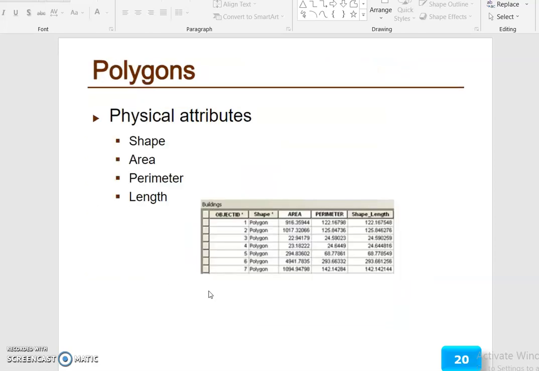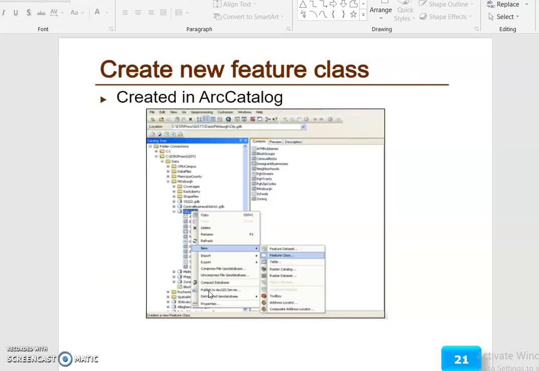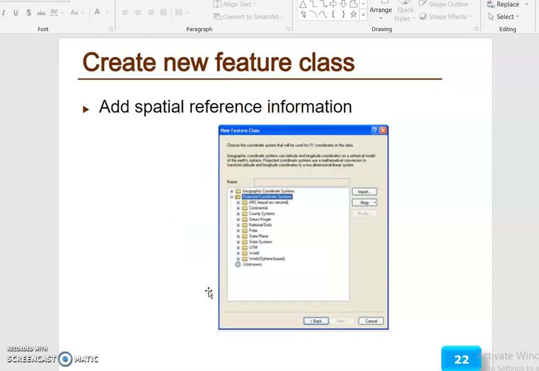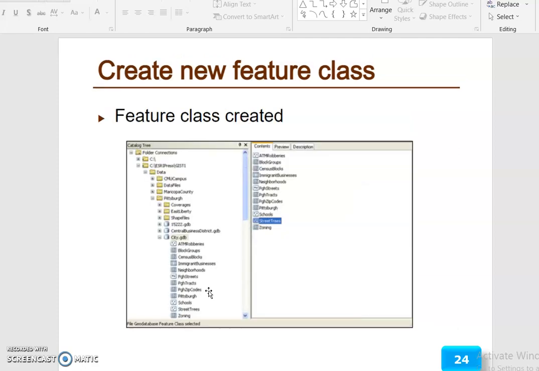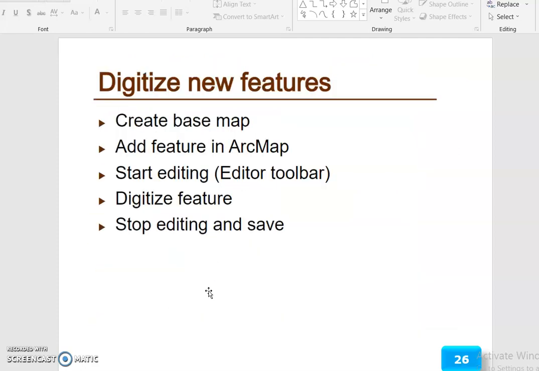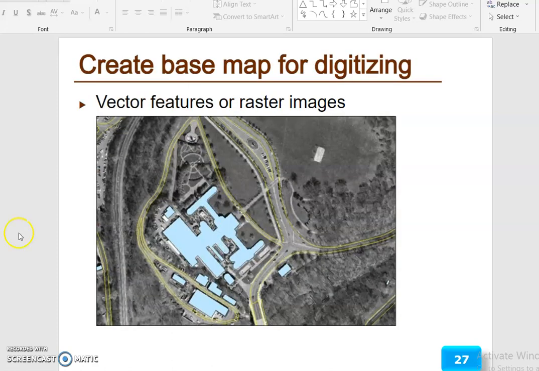So here, in ArcCatalog, we go to new and feature classes and add spatial reference information, then add new fields, then the feature class is created. That is the procedure we have to follow. Then digitize new features: create a base map, add the feature in ArcMap, start editing, use the edit toolbar, digitize features, stop editing and save. So create a base map for digitizing.